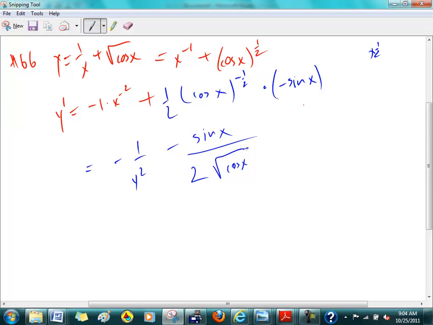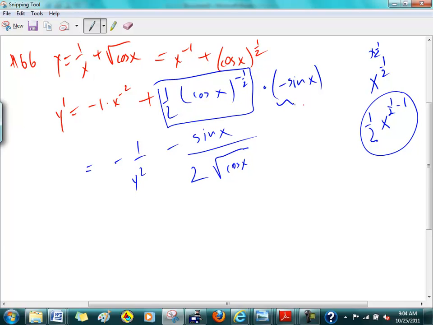Okay, remember you have to use the chain rule. The chain rule is telling you to think of this as if it was an x to the 1/2. So you're going to do 1/2 times x to the 1/2 minus 1, right? Except it's not x, it's cosine of x. So this part here comes out from here.